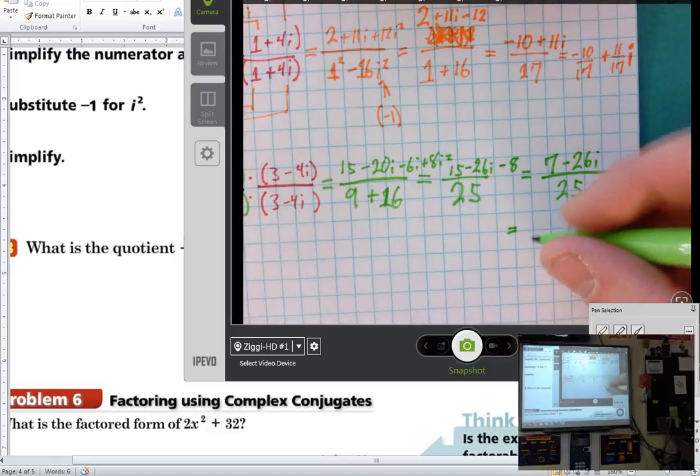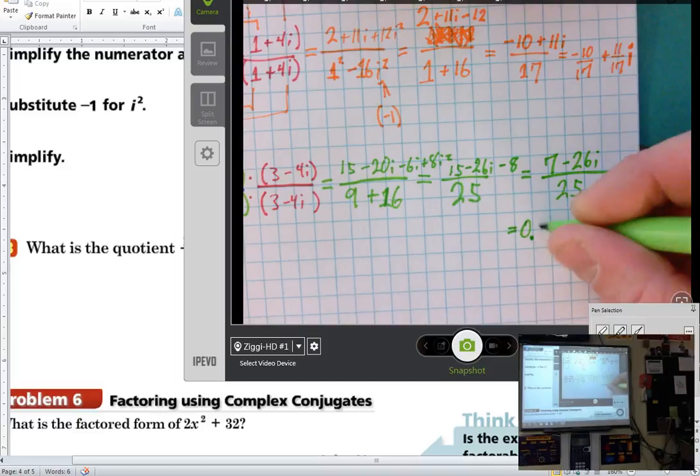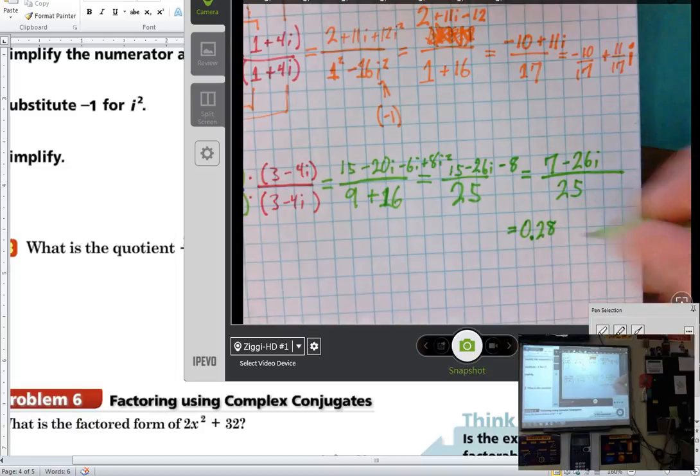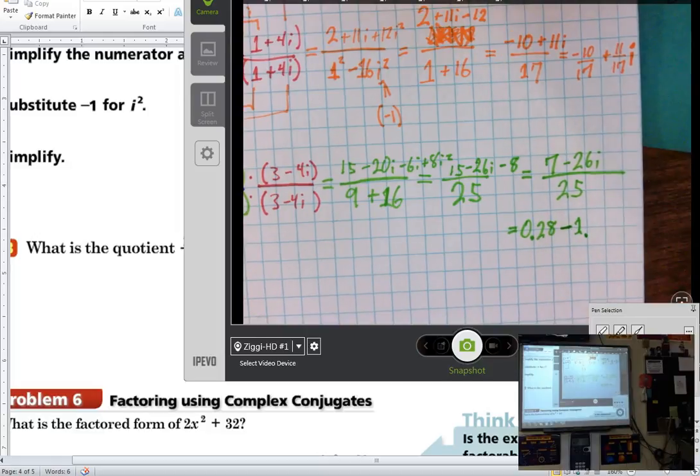7/25 is 0.28. Because remember, we could actually just make our denominator 100 and then convert to decimals. And 26/25 would be 1.04. Yeah.